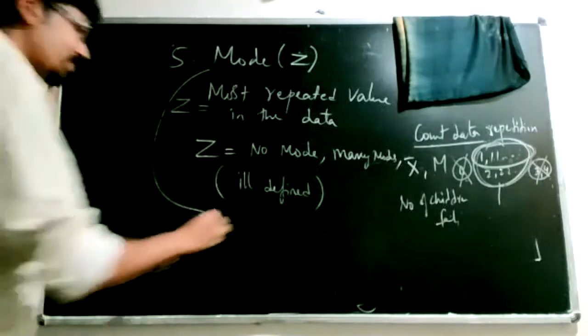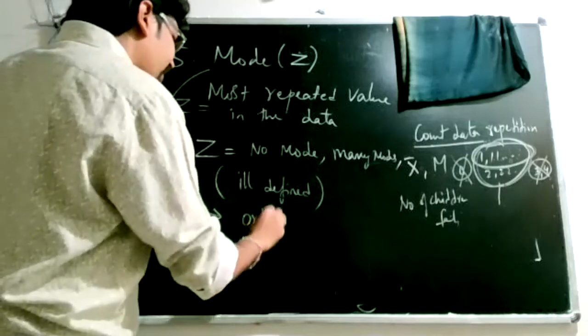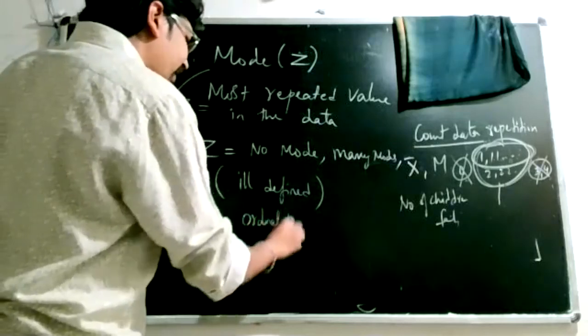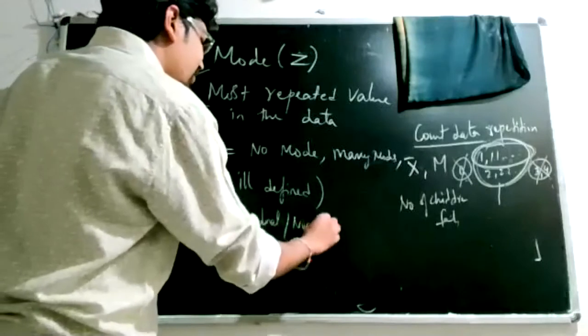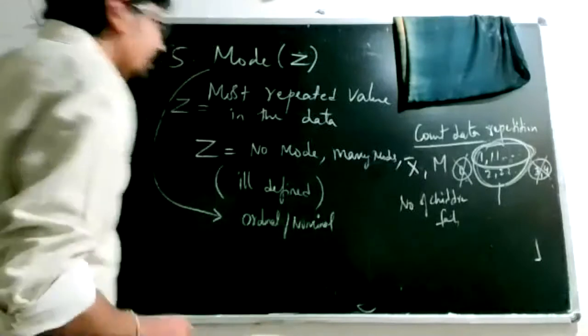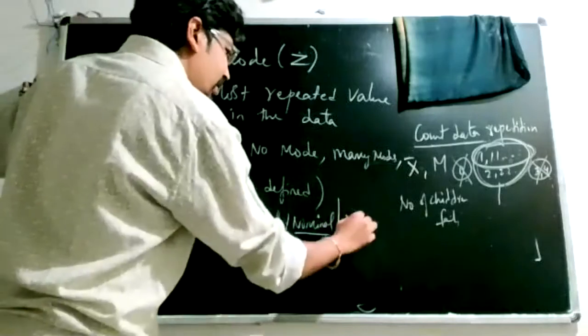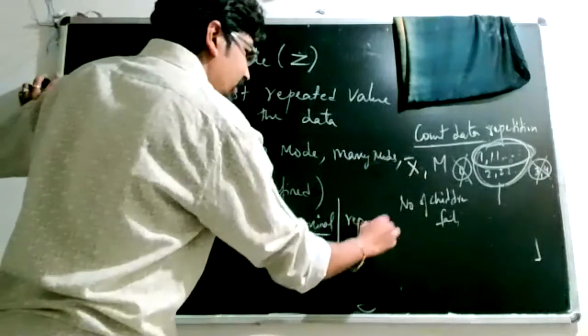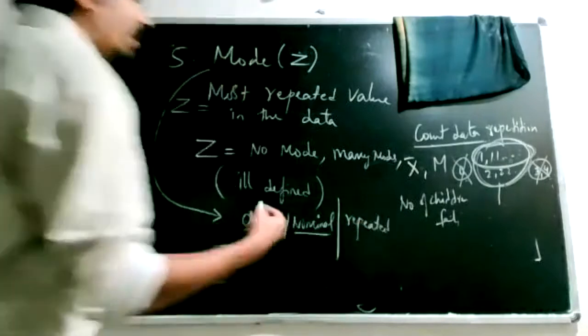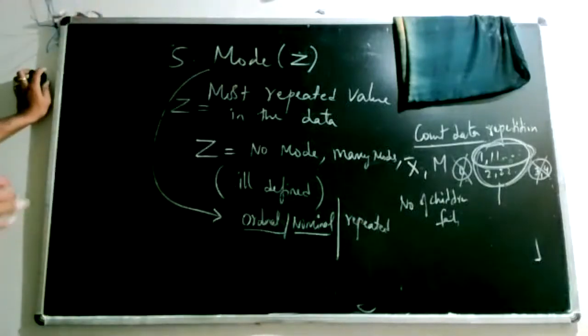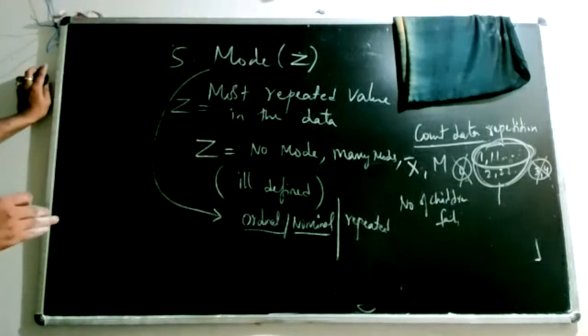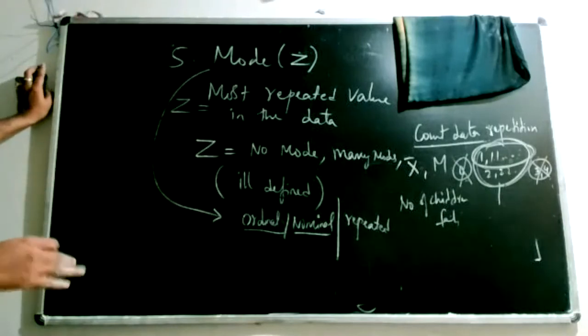Certain times when we talk about ordinal data or nominal data, in such cases, the suitable measure will be median as well as mode. And mode comes into the cases when you are talking about repeated values or certain cases where the concept of arithmetic mean or geometric mean or median cannot be easily applied and interpreted.